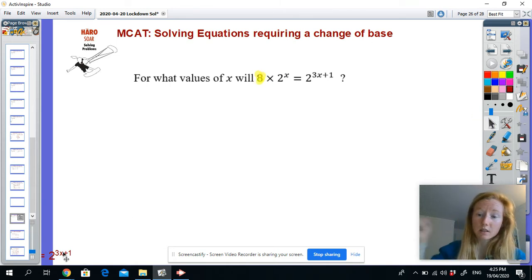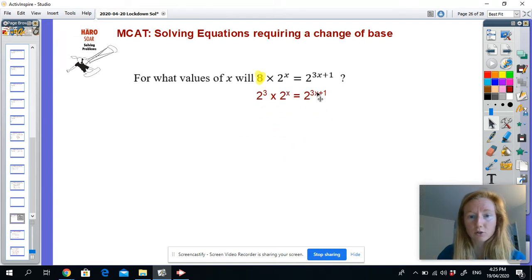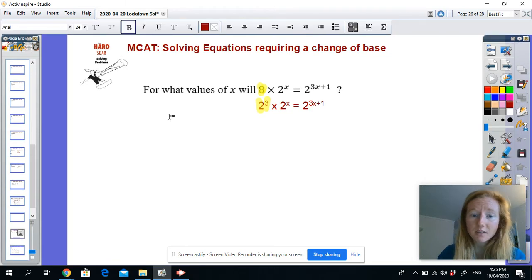Okay. Going back to our facts, 8 is 2 to the power of what? 8 is 2 to the power of 3. So we're going to come in and just replace that 8. It's the only thing that we've changed. Replace that 8 with 2 cubed. Okay. So now everything has the same base. So essentially we can remove those bases and solve it, just like we did before. However, we need to think carefully about how we're going to simplify this left-hand side.